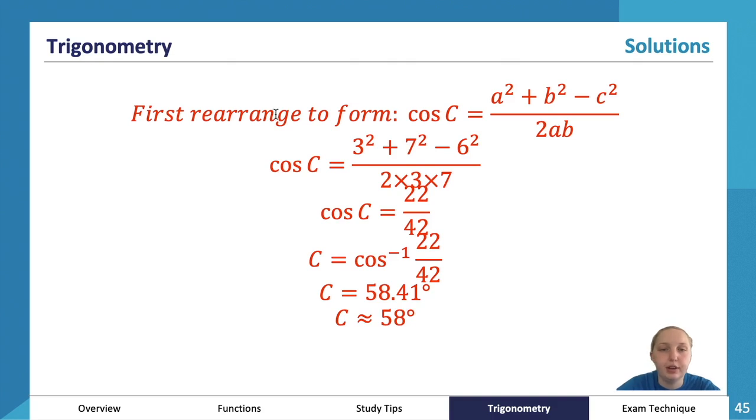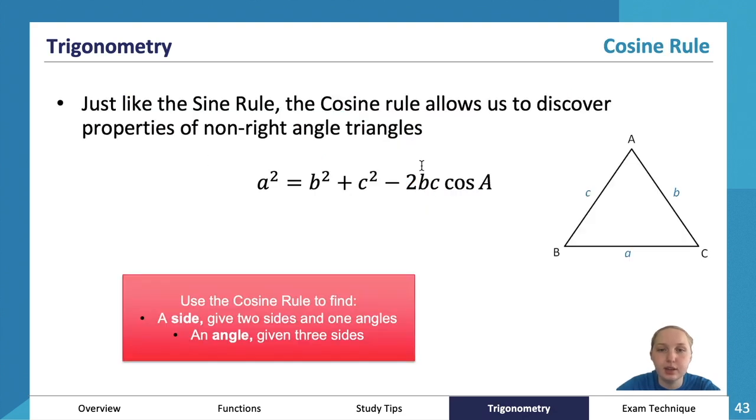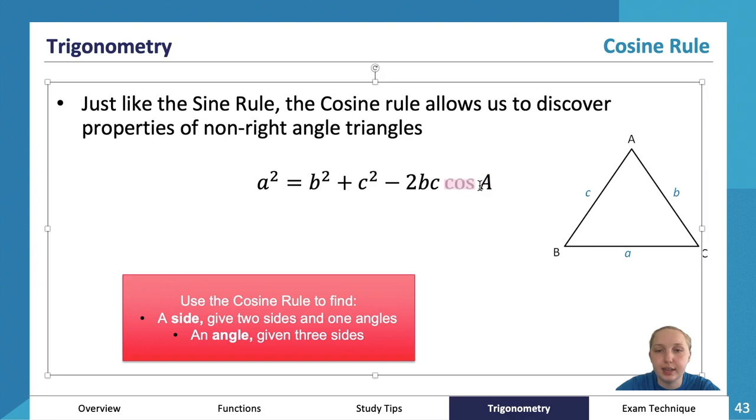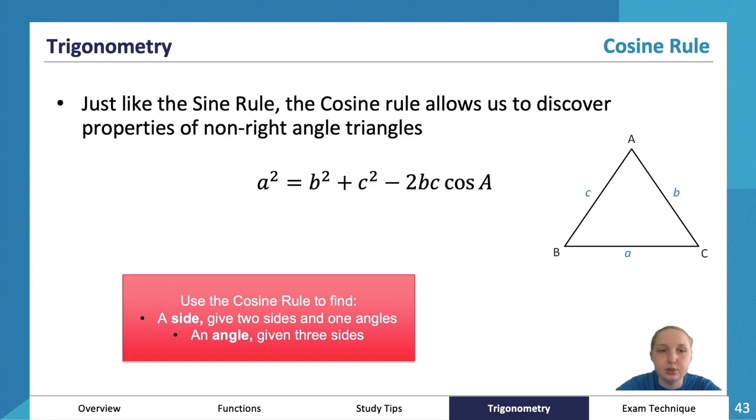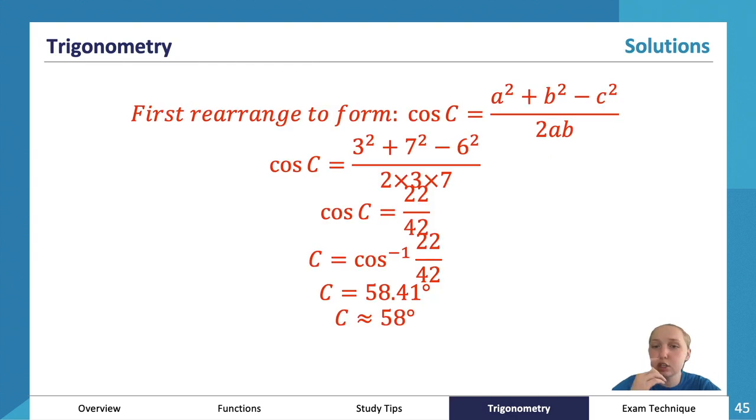Alrighty, so first thing we want to do is rearrange our equation so that we can get the cos of c by itself. So we just rearrange our equation, which I think they actually give to you on your formula sheet if I'm not mistaken. Otherwise, just rearrange it like you would any other algebraic equation, and you would get cos c is equal to a squared plus b squared minus c squared all over 2ab. We need to get this cos c by itself because we're trying to find this angle c.